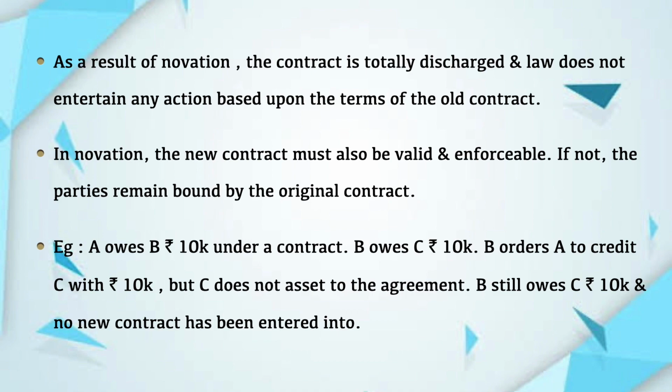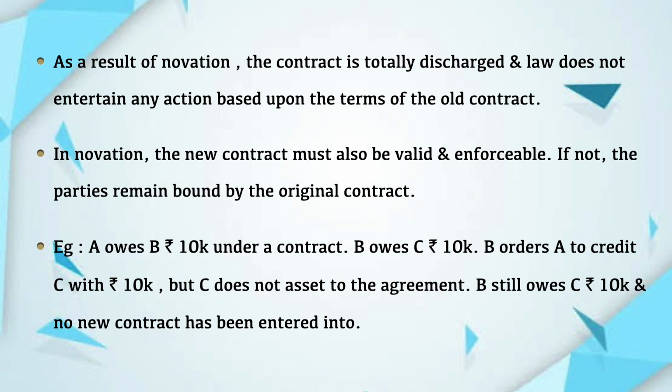So what does the last point say here? In novation, the new contract must also be valid and enforceable. C is not willing to enter into an agreement with A. Therefore, it is not valid, it is not enforceable by law. If not, what has happened? The parties remain bound by the original contract.